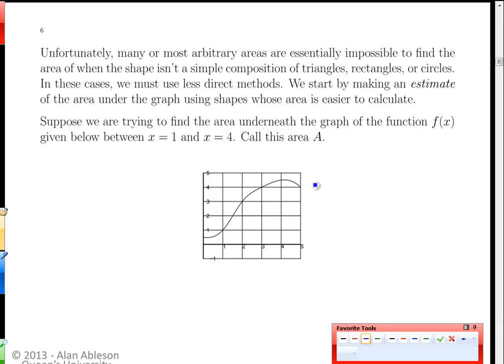So what we're going to do is take our calculus approach to this. We're going to start by making an estimate of the area under the graph using shapes whose area we do know. And we're going to start with one of the shapes in the catalog we just mentioned, start with rectangles. All right, suppose we're trying to find the area underneath the graph here on the interval from x equals 1, so there we go, up to x equals 4. So we're trying to find the area shaded in here. The exact area we're going to call A square units.